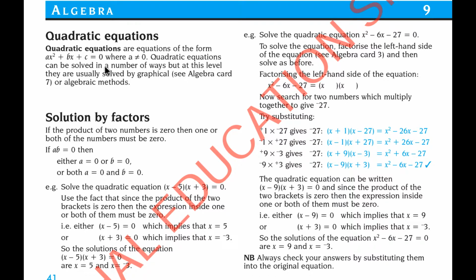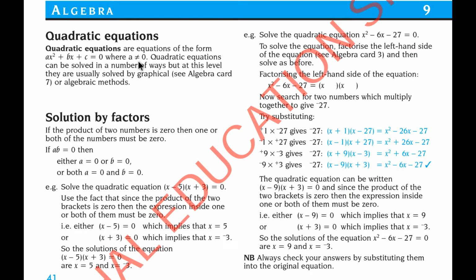Quadratic equations can be solved in a number of ways, but at this level they are usually solved graphically. See algebra card 7 for graphical methods. I'll show you those later. So there are three very popular methods of solving quadratic equations. First one is solutions by factors, or as it is well known, the factorizing method. Second one, the completing the square method. Third one, using the quadratic formula.